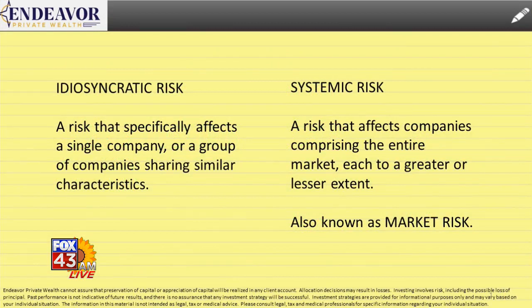So let's begin with understanding the difference between idiosyncratic risk and systemic risk. Idiosyncratic risk is specific to an individual company or a group of companies sharing similar business characteristics. Systemic risk is the opposite. It's related to the overall risk that affects all companies and the entire financial markets or system. And so what was the idiosyncratic risk that Silicon Valley Bank faced and couldn't overcome?